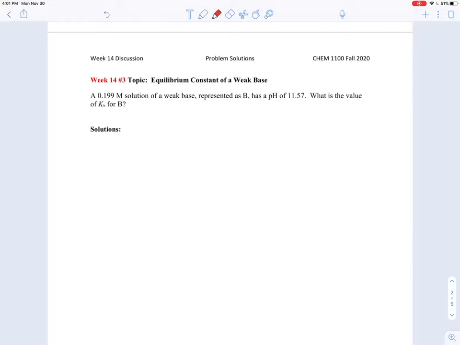Okay, so this is problem number 3. Now this question is once more about a weak base, and it asks us to calculate the equilibrium constant for the base. They give you the pH of this solution, and the question is what is the value of Kb for this base, known as just B. This is kind of the opposite problem. Before, the Kb was given and they wanted you to calculate pH. This time they give you a final pH, so that we can back-calculate the Kb value for this base.